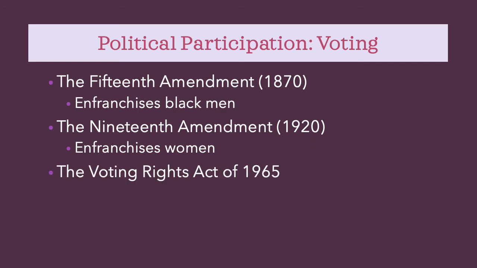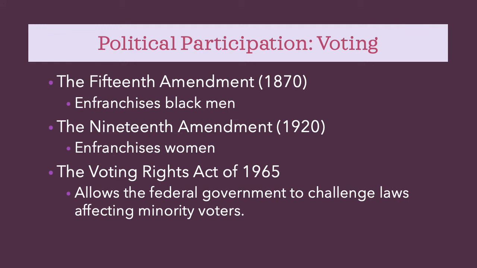But keep in mind that even though African American men got the right to vote in 1870, and African American women got the right to vote in 1920, it isn't until the passage of the Voting Rights Act of 1965 that African Americans are fully enfranchised in the United States. Because there were many laws placing restrictions, like poll taxes, like literacy tests, like white primaries, etc., that made it very difficult for African Americans to vote.